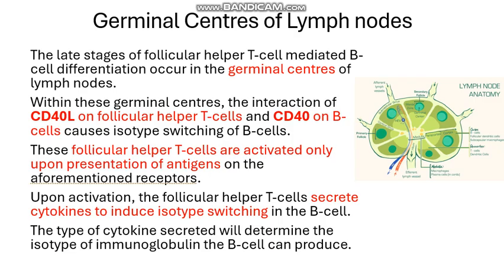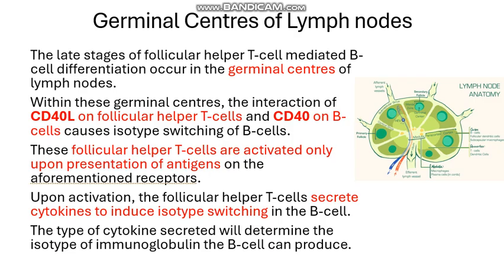So the germinal centers of lymph nodes, shown in this image on the right, are the light blue, green circles within the darker green circles. You can see it if you look carefully, the label in the middle top one. The late stages of follicular helper T cell mediated cell differentiation occur within these germinal centers.